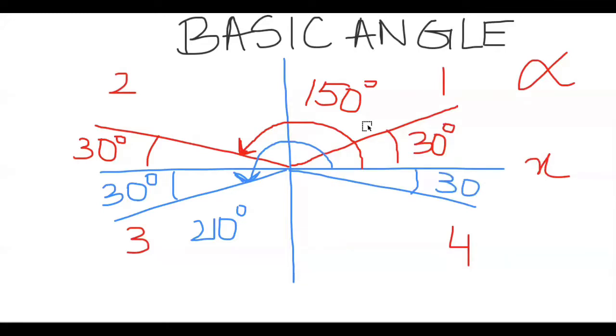And we'll start our theta from the 0 going till this, which will be 330, as we subtracted 30 from 360. So these are the four quadrants, and that's how alpha is drawn.